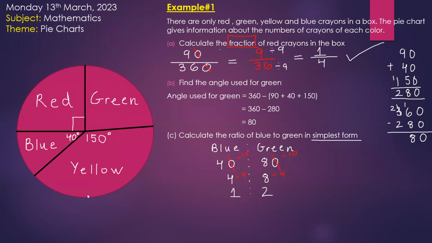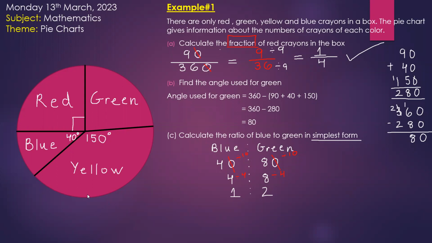B. Find the angle used for green. Angle used for green equals 360 minus the sum of 90 plus 40 plus 50, which gives us 280. So 360 minus 280 leaves 80 degrees. That's green. That's how we found green.